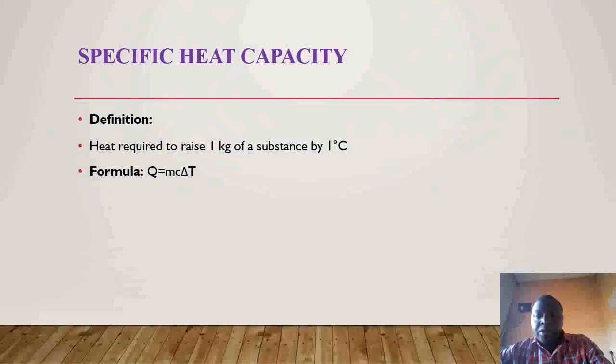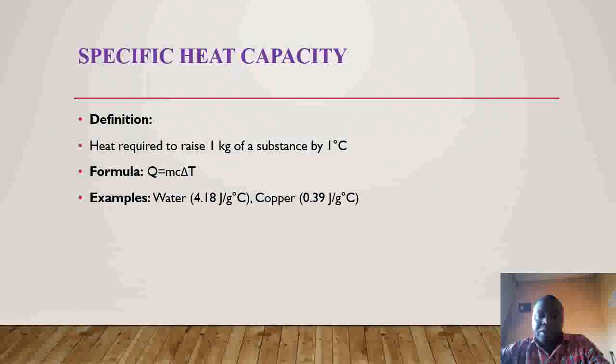Where Q is the quantity of heat, and this is the mass. We are talking about raising 1 kilogram mass of a substance by 1 Kelvin or 1 degree Celsius, where m is the mass, c is the specific heat capacity, which is this, and then the change in temperature. So meaning our c will be the subject in this part. We divide both sides by m delta T. So ideally we are going to have c equal to Q over m delta T.